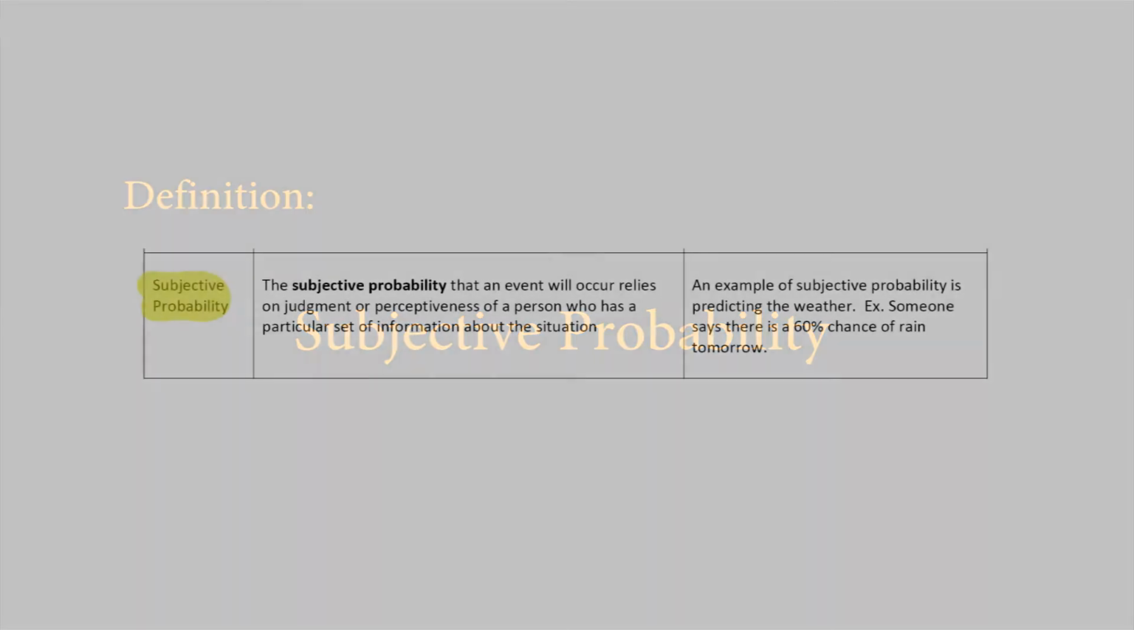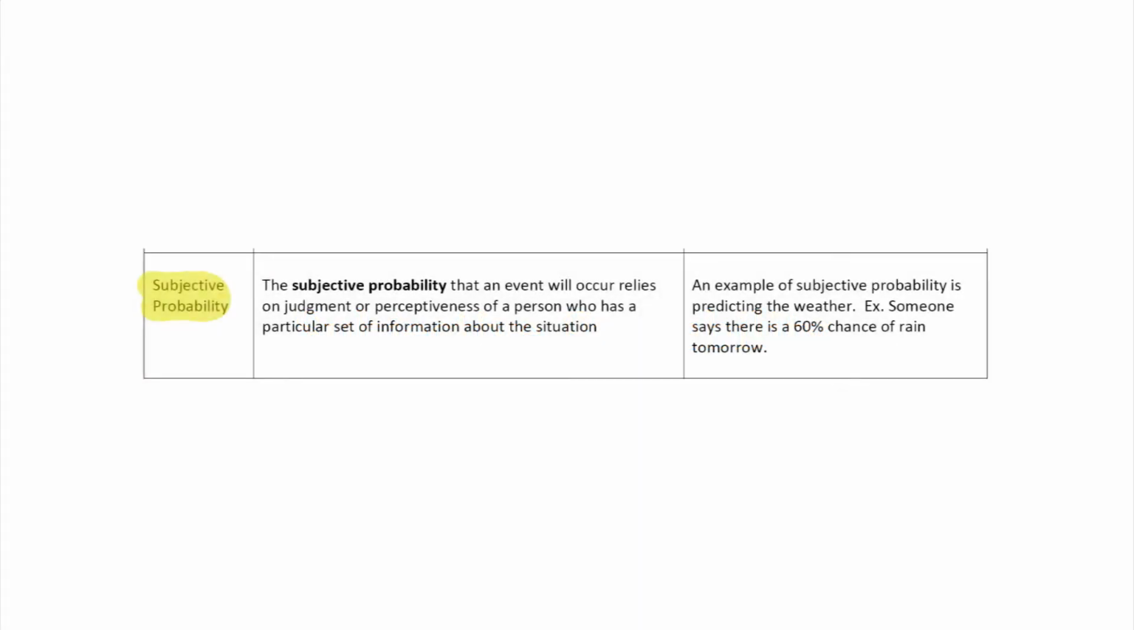The subjective probability that an event will occur relies on judgment or perceptiveness of a person who has a particular set of information about the situation. An example of subjective probability is predicting the weather. So somebody might say there is a 60% chance of rain tomorrow. That's based on some complex modeling, and the modeling is built on the knowledge or some special information that that person has.